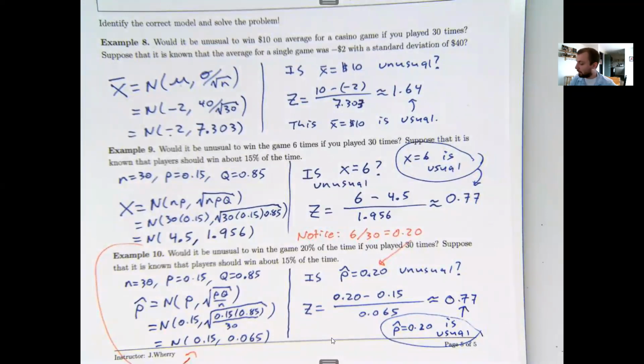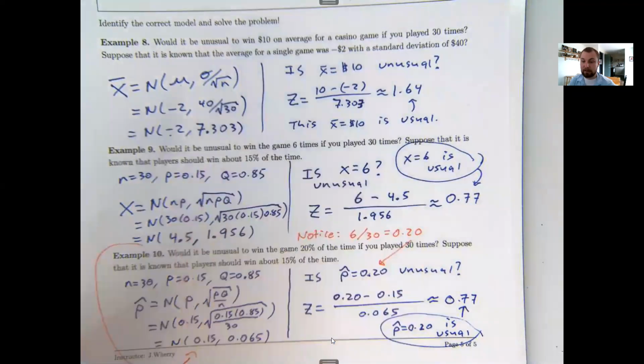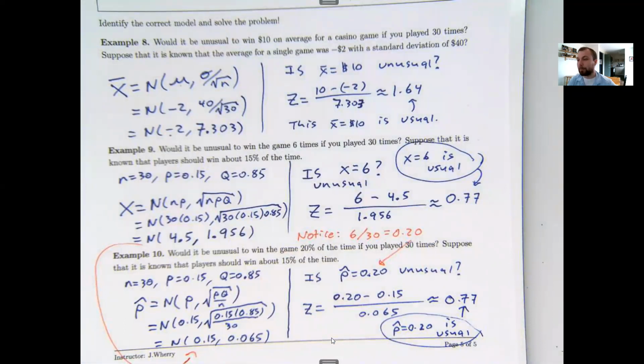Okay, we kind of finished up the triplet there by looking at this X bar model, the central limit theorem. I think this is a remarkably useful distribution, and I would encourage you to practice using it.